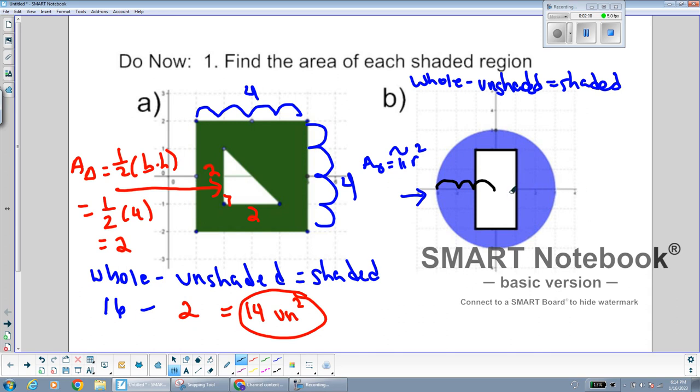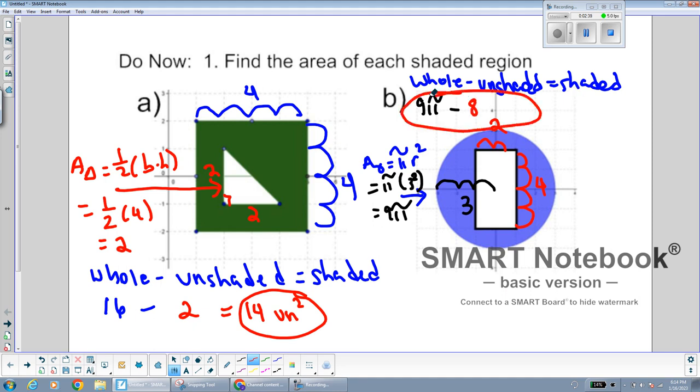1, 2, 3. So here the area of the circle is pi times 3 squared, or 9 pi. So we have the whole minus the unshaded, that's a rectangle. So that is 2 by 1, 2, 3, 4, 2 by 4. So that's minus 8. So the area of the shaded region is 9 pi minus 8 units squared.